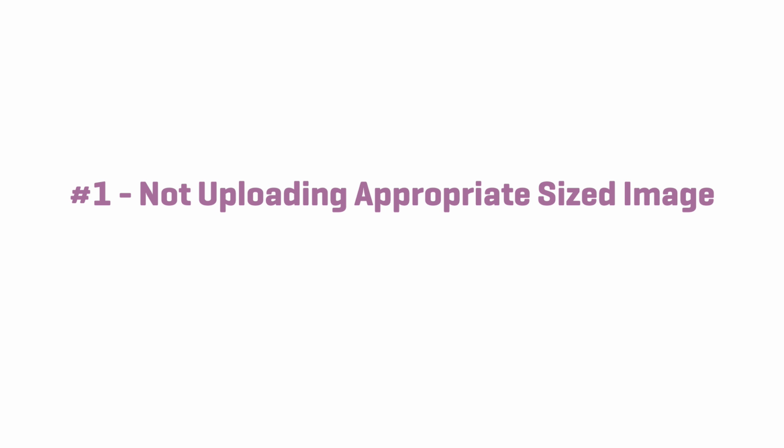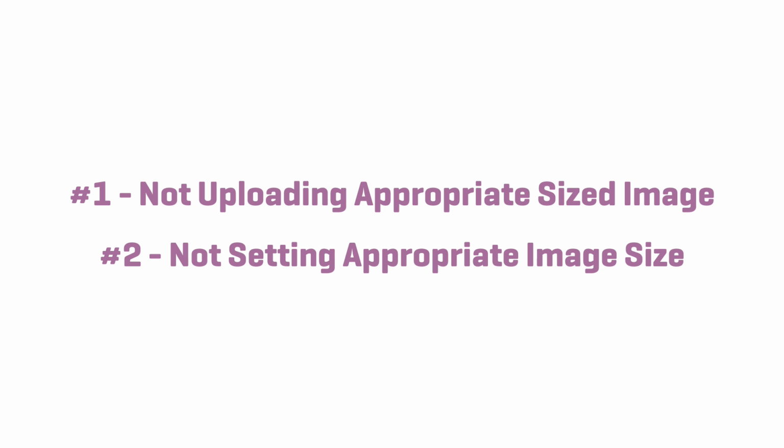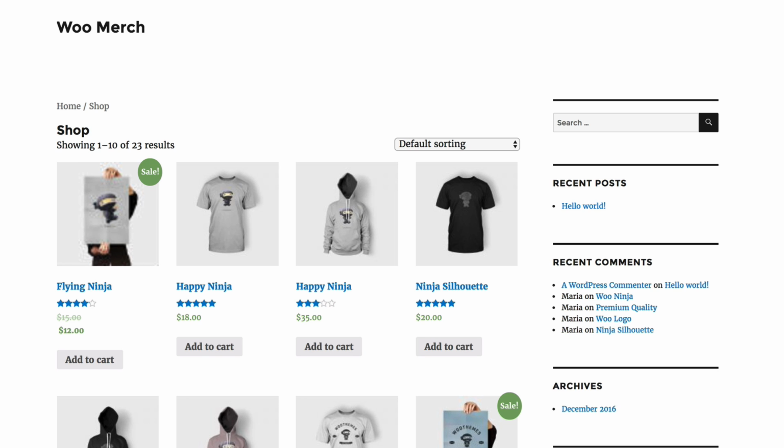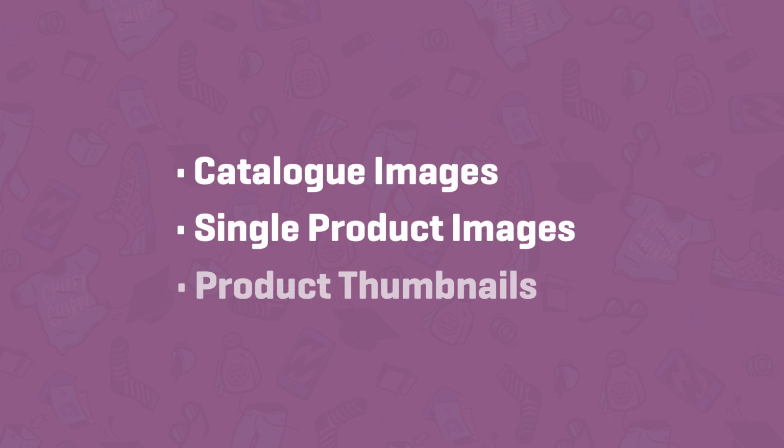The second common cause is if your images are high enough quality, but your image sizes set in WooCommerce are incorrect for your theme. So how do we fix this? Let's dive in. First, you'll want to navigate to a problem image in your store. Make note of what type of image it is, as there are three types of product images in WooCommerce. There's catalog images, single product images, and product thumbnails. In this case, we're working with a catalog image.